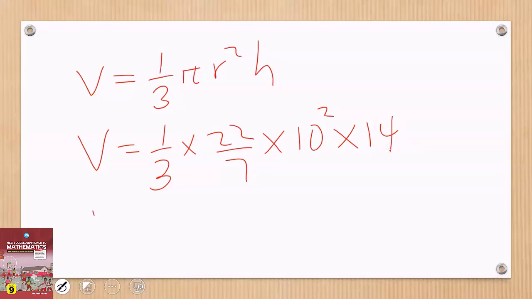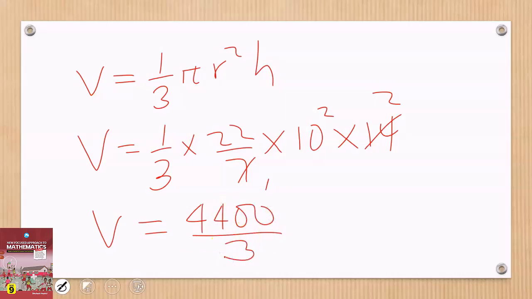Right. So we can again do simple calculations here. 7 can divide itself, 7 can divide 14 by 2, and then we take time and break it down. So our answer will be 4 over 3. So we can leave our answer like this: v is equal to 4,400 over 3, or we can just write 1466.7 centimeters cubed because it's volume. Right. Okay, let's take another example and see.